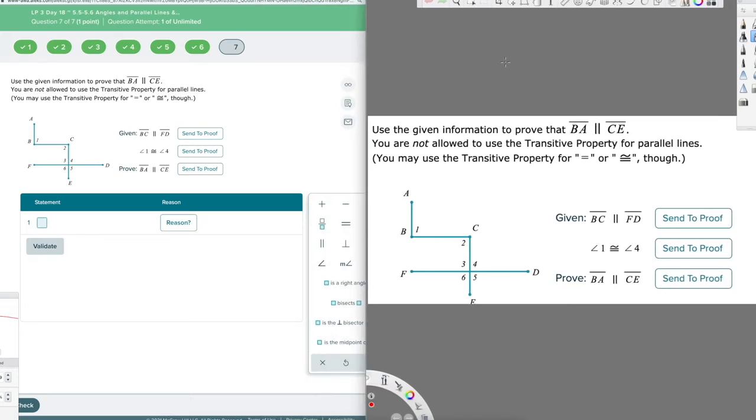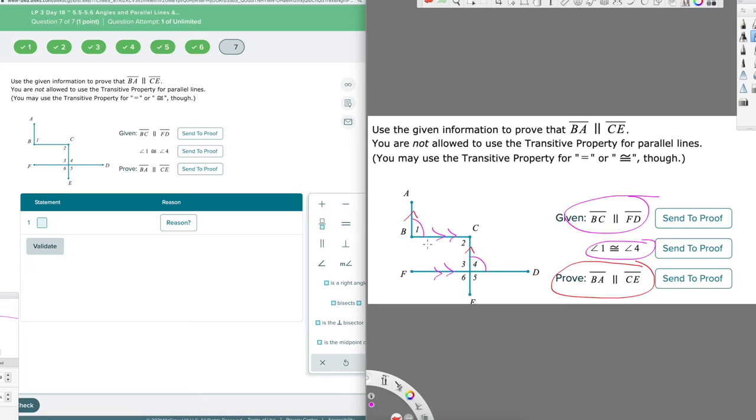So let's go ahead and take a look at this guy. So we're going to try to prove that BA is parallel to CE. So we want to prove that these two lines are parallel to each other. And we're given that BC is parallel to FD. So we know that these two are parallel. And we're also given, and I guess I can keep this in pink since it's an angle, that angle 1 and angle 4 are congruent.